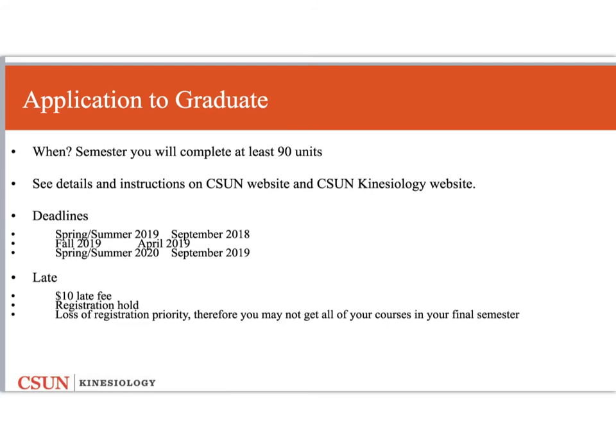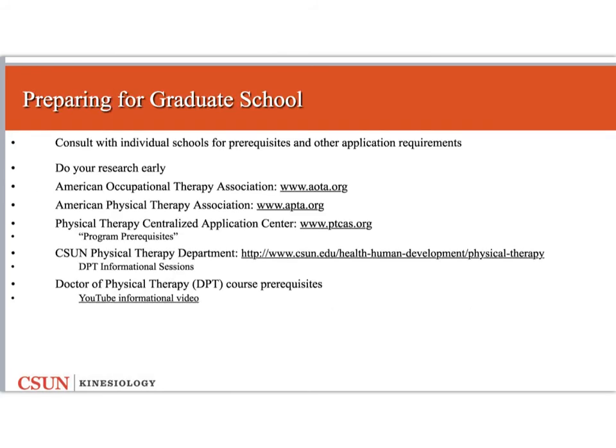If you apply to graduate after your deadline, you're going to get a late fee. You may get a registration hold, and you may give up your opportunity for registration priority. So it's very coveted that during your final semester at CSUN, you get priority registration. You register very early, and it's very easy to get your classes. But if you miss your graduation deadline, you may lose that registration priority. That's going to make it harder for you to get your classes in your final semester and harder for you to graduate when you are planning and would like to graduate.